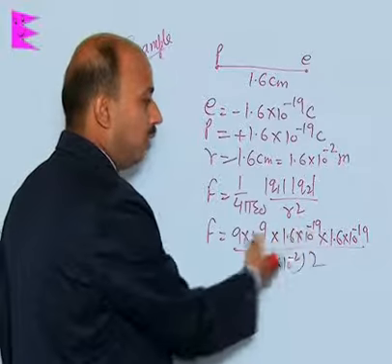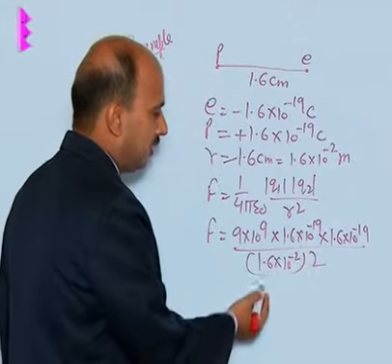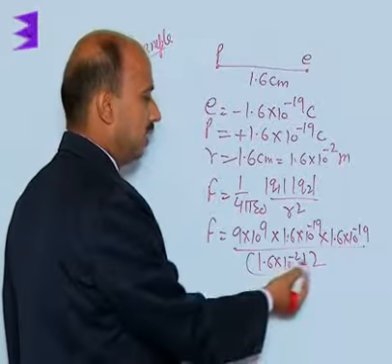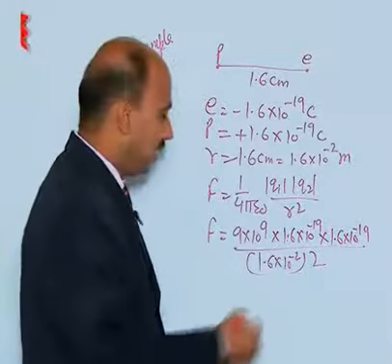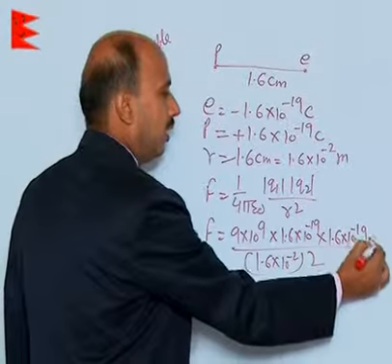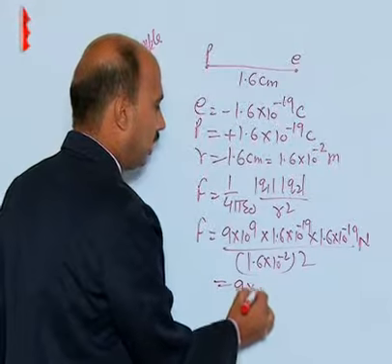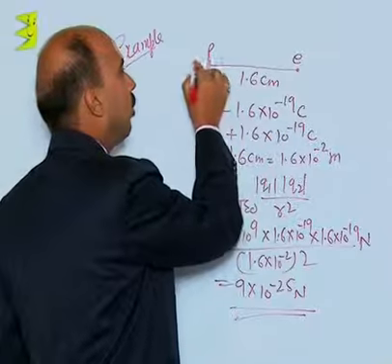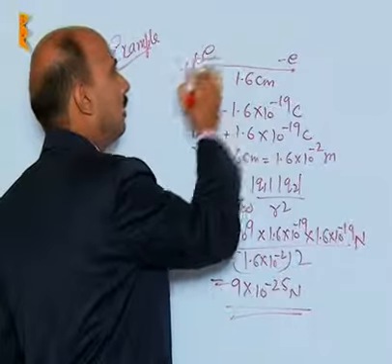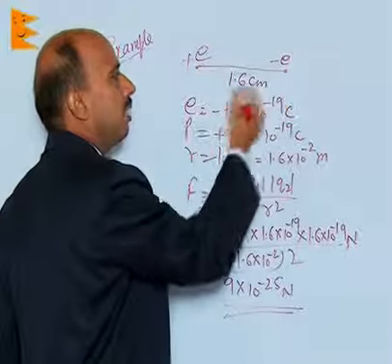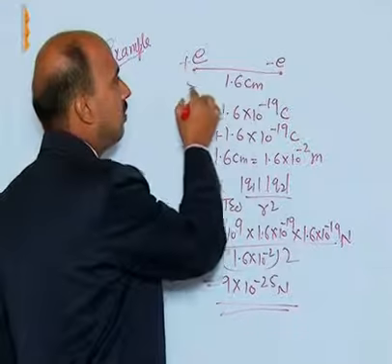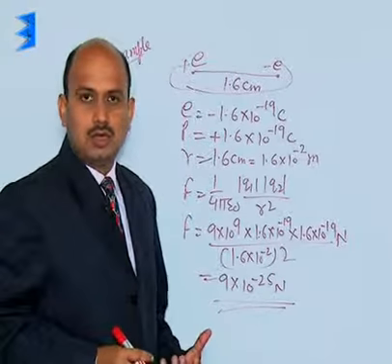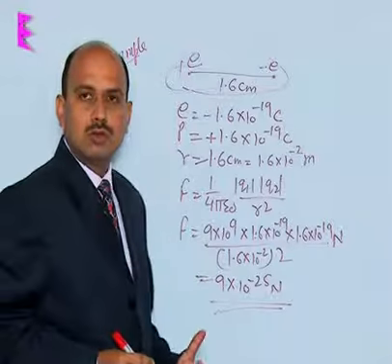Now when you solve this, everything will get cancelled, like 1.6 into 1.6 will be cancelled by these two, and the powers minus 2 minus 4 will also get cancelled. So when you solve this, you will be getting 9 into 10 raised to power minus 25 Newton. There are two charges, one positive and one negative. Here positive proton and electron, charges are equal, so we can add plus C and minus C. Since there is a positive and negative charge, the nature of the force is attractive. So we can calculate the force between the two charges using Coulomb's law.